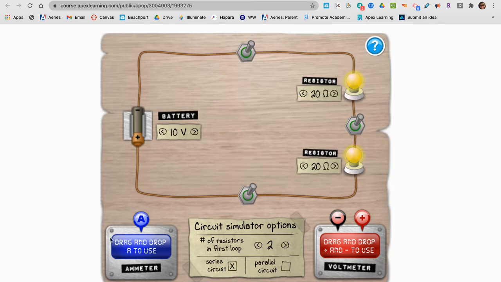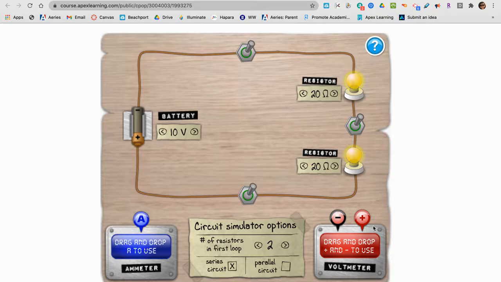Now, this blue box here measures the current. The ammeter measures the current. So all you're going to do is drag this blue A anywhere you want it. When it highlights red, then it will read the current in that location in the wire.